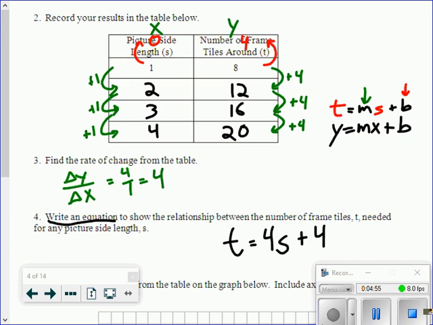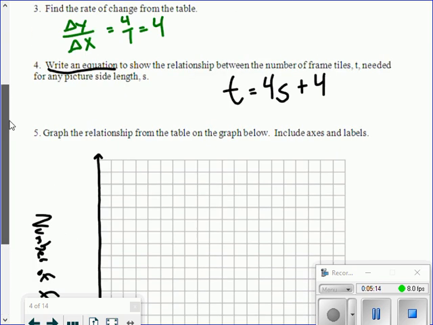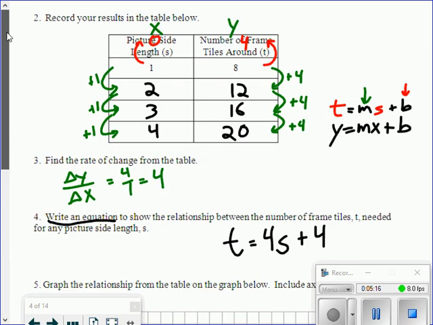Okay, so this tells me to include axes and labels. I don't think we're going to have negative pictures or negative number of frame tiles. So I'm putting the origin in the bottom corner. Make sure you're labeling something about the picture size and then the number of tiles. So we have to figure out if we're going from 0 to 4 and 4 to 20, how many spaces we have for each.